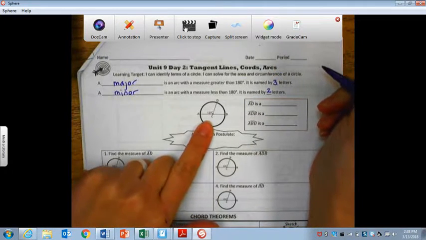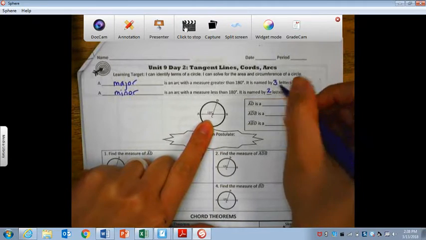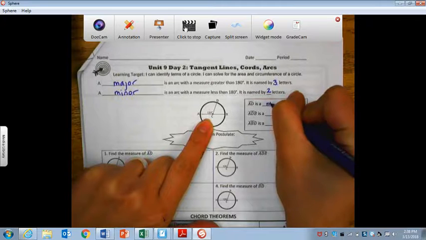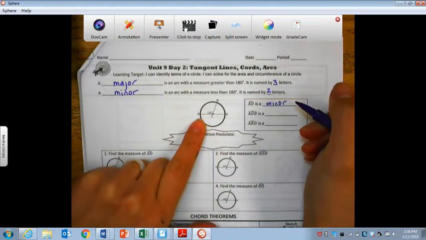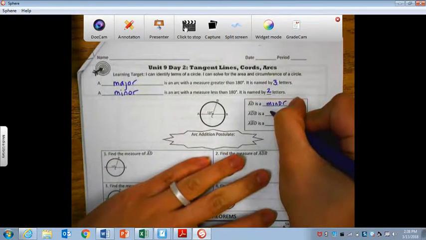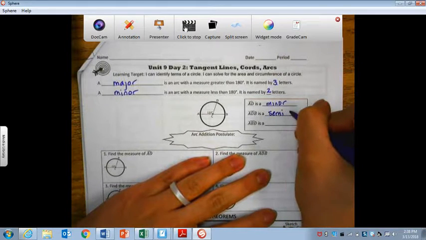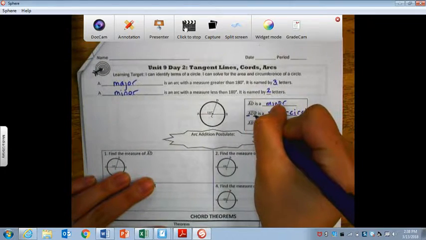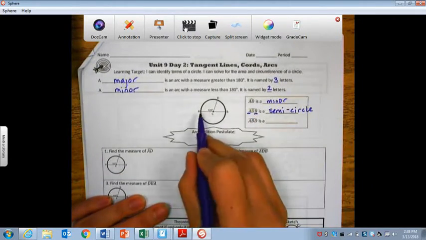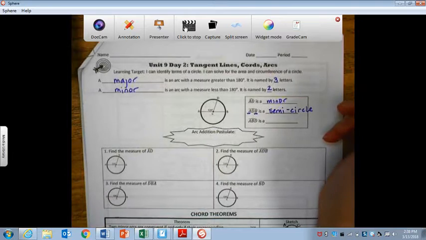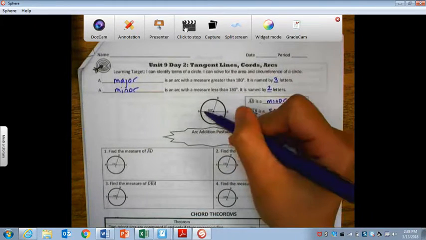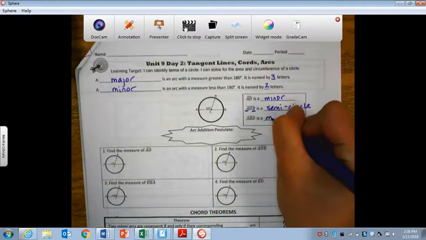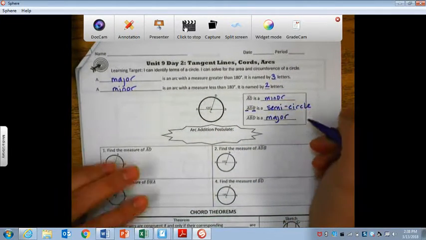So let's take a look at this image. Arc AD right there is a minor arc. It's less than 180. Arc ADB is a semicircle. Just to point out, the letters A and B make a diameter, so you know that is a semicircle. Arc ABD is a major arc because it's over 180 degrees.